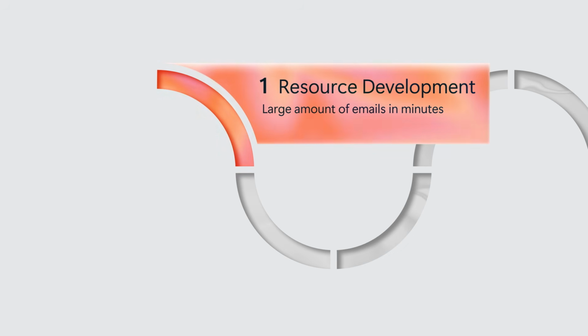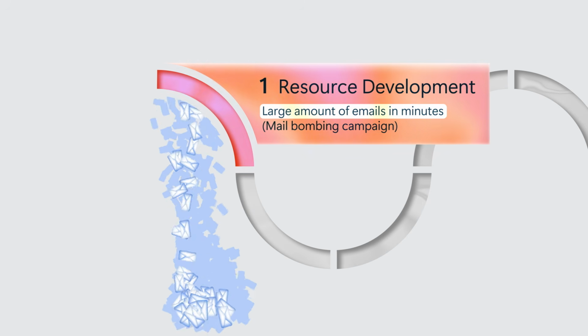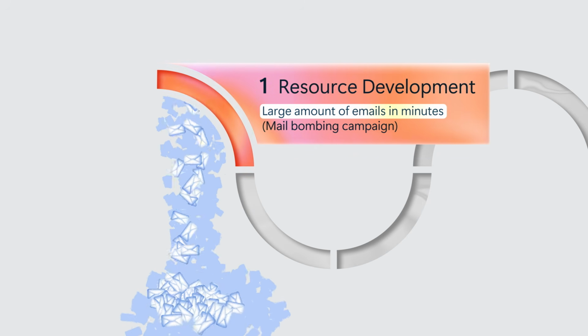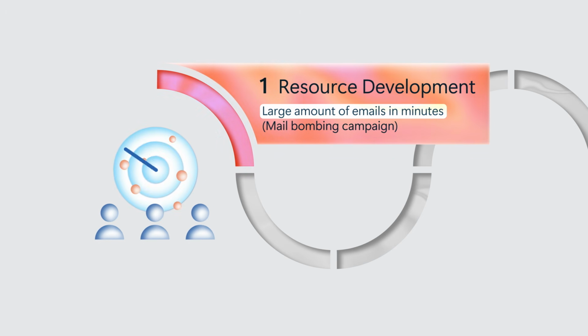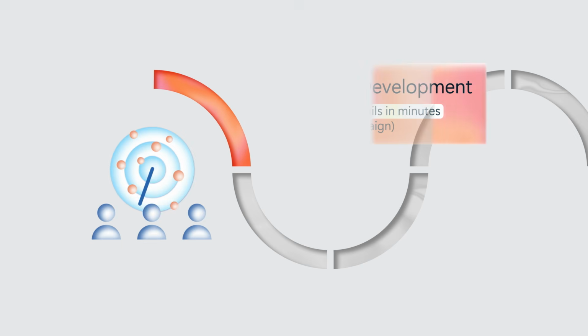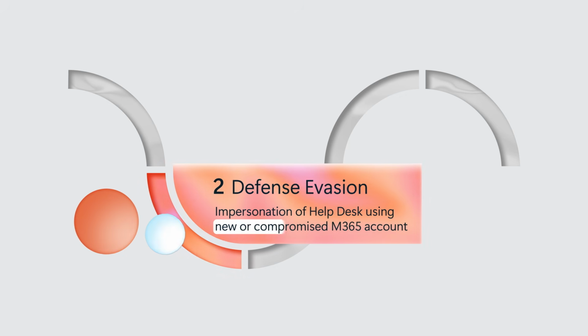In this phase, the attacker initiates a mail bombing campaign that sends large amounts of registration-based emails to their victim's email account within minutes. This can be a distraction to defenders and sets up the attack to allow for the next steps. Step 2, the defense evasion or initial access phase, is where the attacker uses a newly created or compromised Microsoft 365 account to impersonate a help desk or support rep.